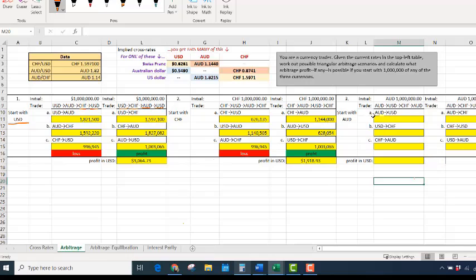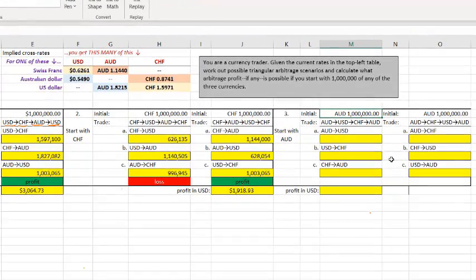So hopefully you're kind of seeing what we're doing here. It's a really consistent process. Start with Australian dollars now. Again, 1 million. And there's two options. We can convert them to US first, and then to Swiss, and then back to Aussie. Or we can convert them to Swiss first, and then to US, and then back to Aussie. So we'll do this here. We'll take our million Aussie dollars. We'll convert them to US dollars. What is the US dollar price of Australian dollars? At 4.